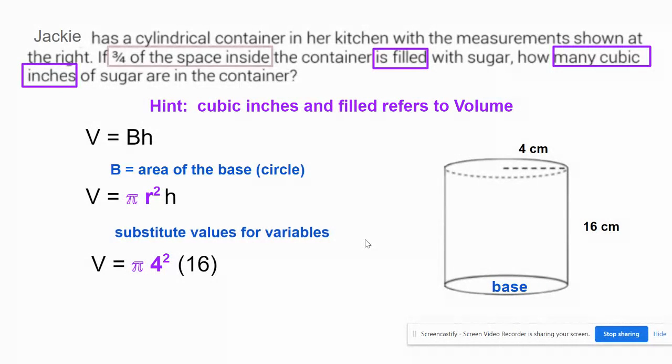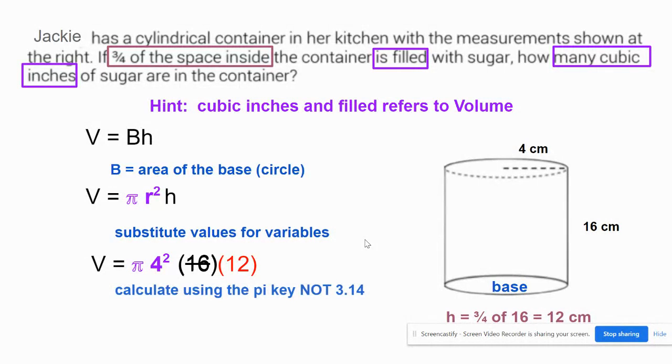Let's think about that. If I look back into the information given, it tells me that the container is only 3/4 of the space inside is filled with sugar. So therefore, it's not filled all the way. So I need to determine what's 3/4 of 16. And when I calculate, I get 12 centimeters. So my height isn't actually 16. Instead, it's going to be 12 centimeters.